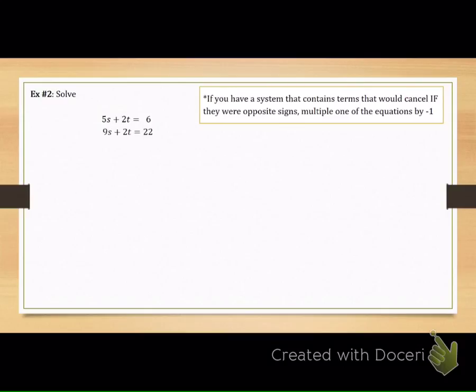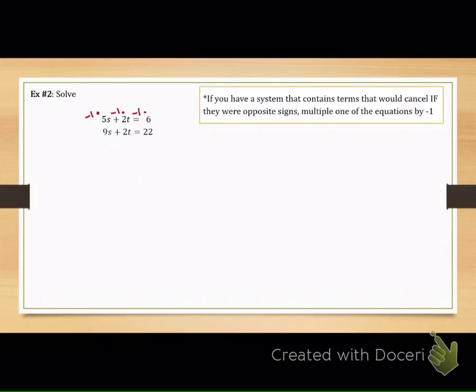Okay, so I'm going to multiply every single term in the top equation by negative 1. You cannot just multiply the 2t by negative 1. We want this 2. We notice that 5 and 9 are not the same number, so those are not going to cancel out. But 2 and 2 are the same number. They're not opposite signs. So that's why we're multiplying by negative 1, because then it would be negative 2 and positive 2. The problem here is, if you just multiply by negative 1 to the 2, you've changed the whole entire problem.